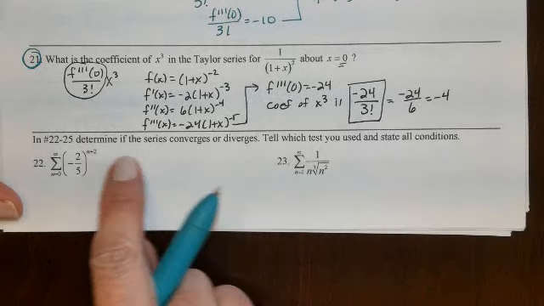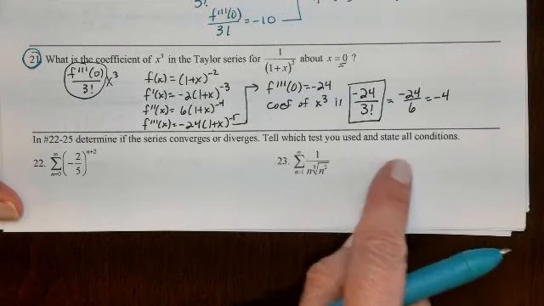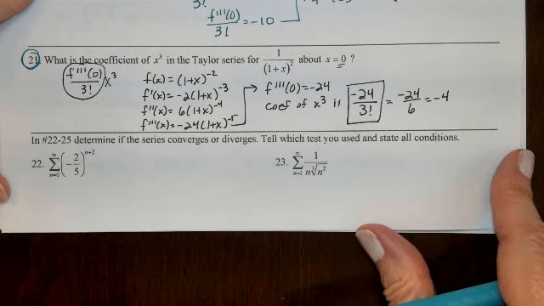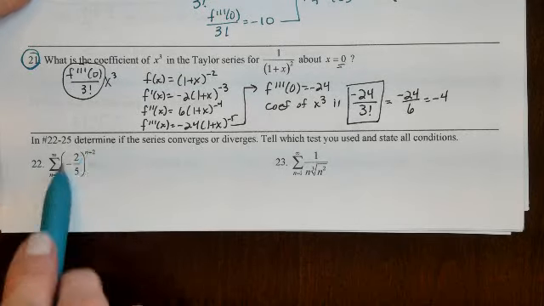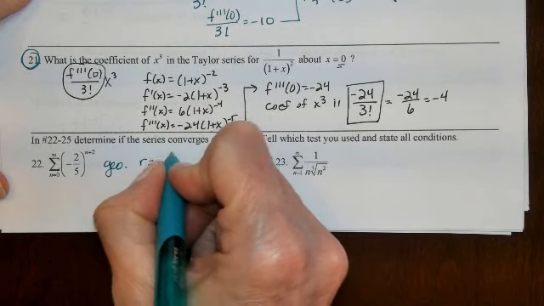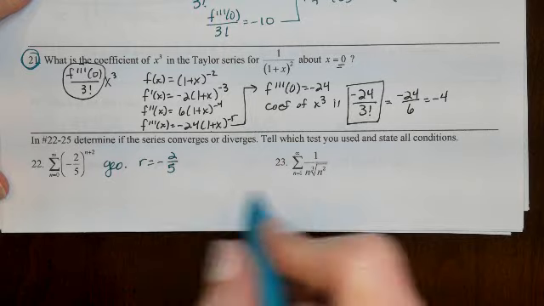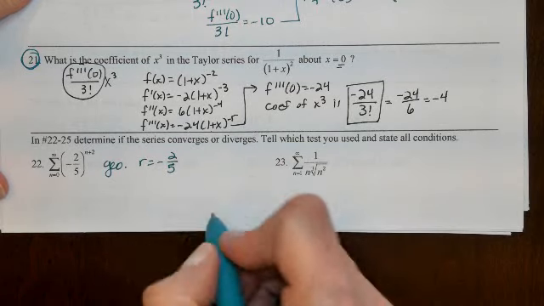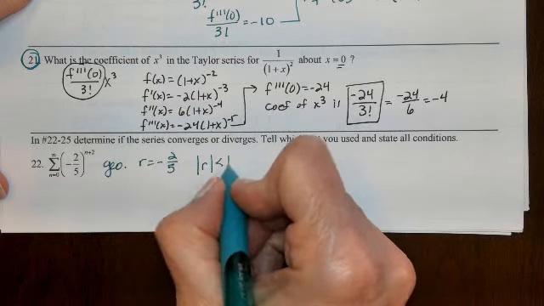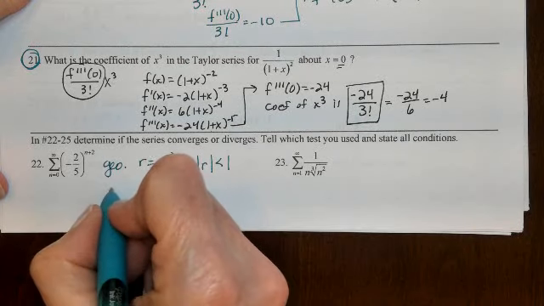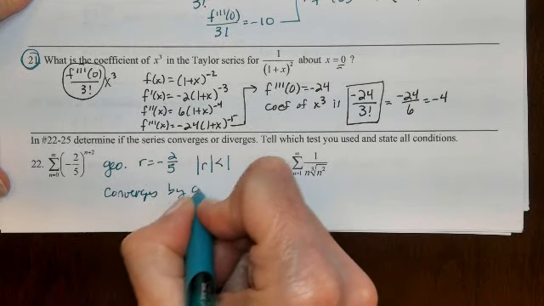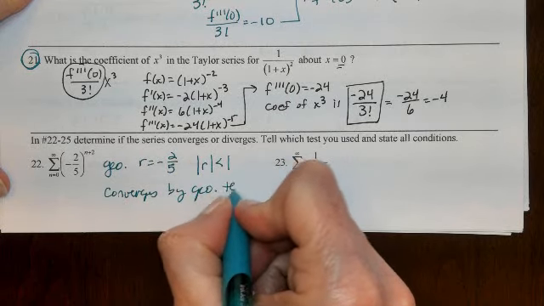Determine if each series converges or diverges. Tell which test you use. State the conditions. All right. This is a geometric series. R is equal to negative 2/5. The conditions of this test deal with the absolute value of R. The absolute value of R here is less than 1. Therefore, this series converges by geometric series test.